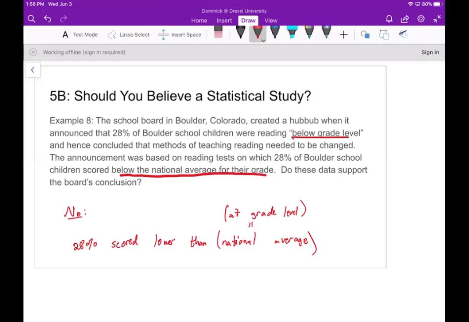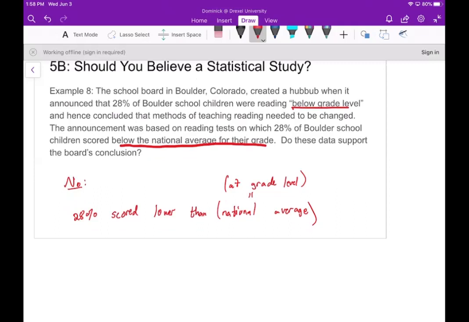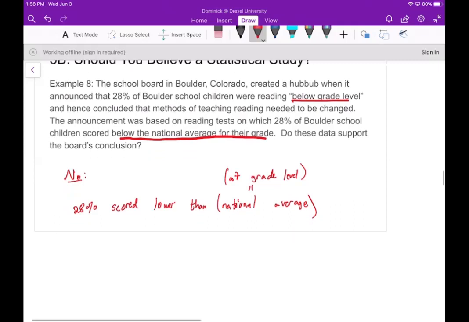Being at grade level for reading comprehension means that there's some established guideline based on how a child at a particular grade level should be able to read and process information, based on the complexity of the language that's used. So the bottom line here is that at grade level and national average are not the same thing, even though they are presented as being the same thing.